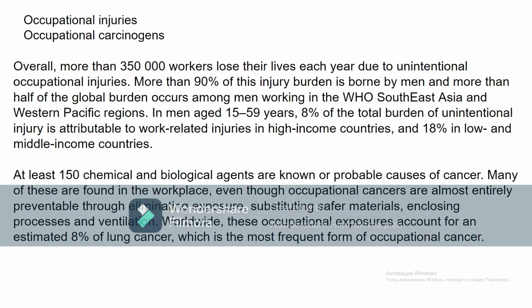Occupational carcinogens. At least 150 chemical and biological agents are known or probable causes of cancer. Many of these are found in the workplace, even though occupational cancers are almost entirely preventable through eliminating exposure, substituting safer materials, enclosing processes, and ventilation. Worldwide, these occupational exposures account for an estimated 8% of lung cancer, which is the most frequent form of occupational cancer.